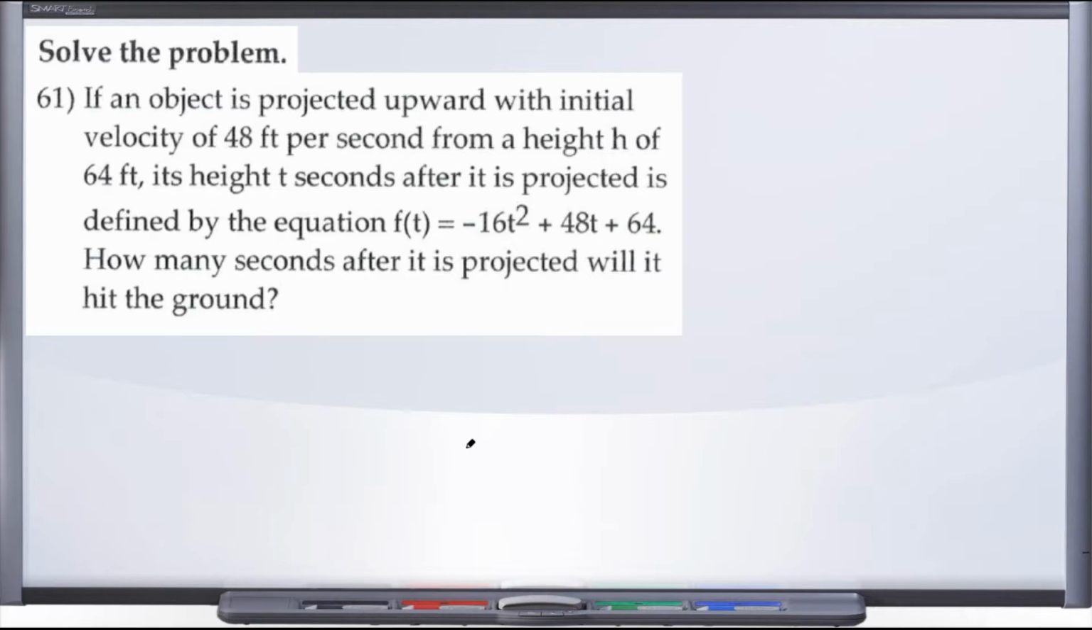All right, here we are. Last question of practice test number 3. And it's a pretty cool question.